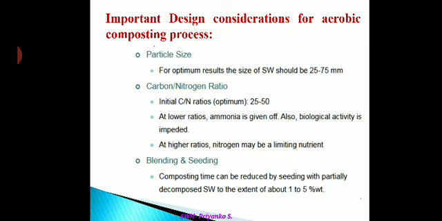So you have to balance the carbon and nitrogen ratio. So the first is particle size, second is carbon nitrogen ratio, and the third one is blending and seeding. So blending and seeding, the composting time can be reduced by seeding with partially decomposed solid waste to the extent of about 1 to 5% of the weight.